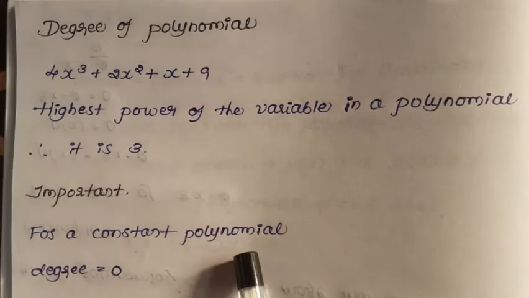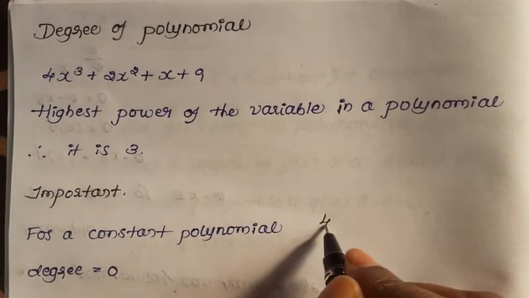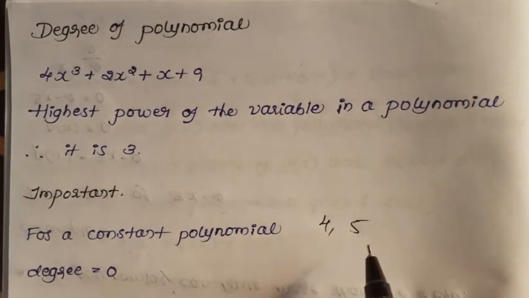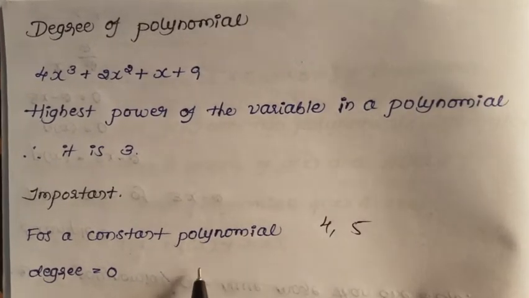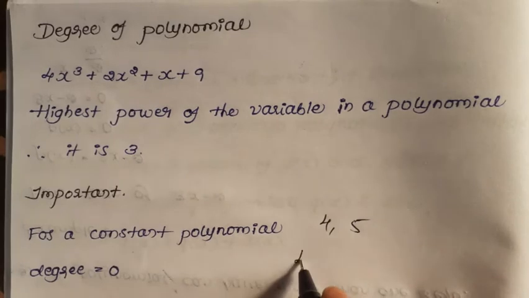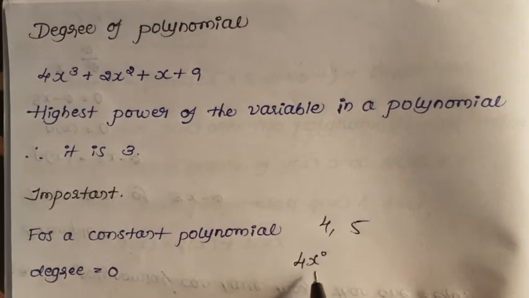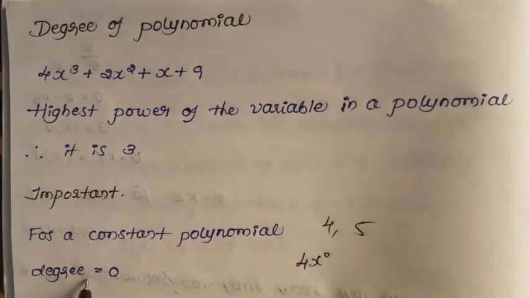Then for a constant polynomial like 4, 5, we call all these constant polynomials. For this, the degree is 0 because we can express this as 4 into x power 0, because x power 0 value is 1. So the degree is 0.